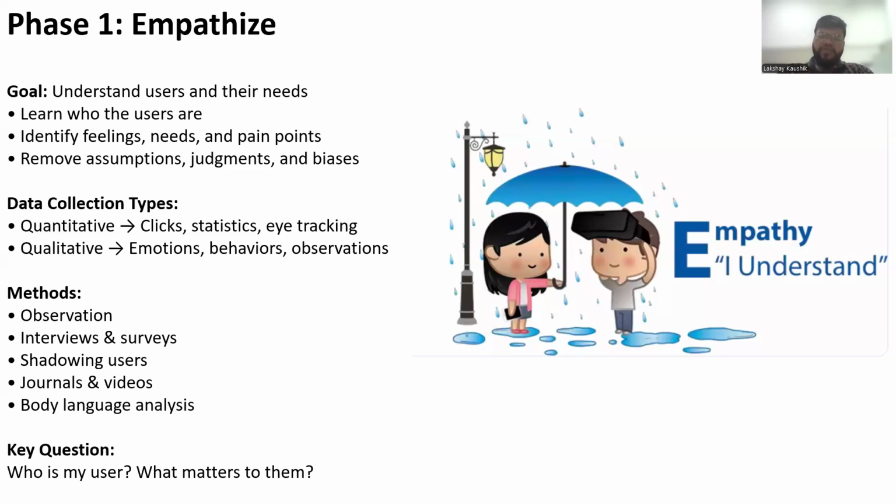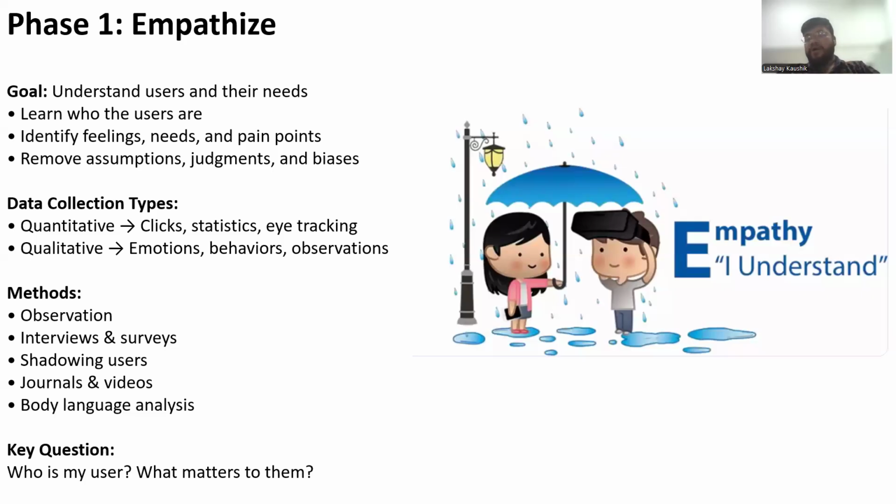Some of the common methods for empathizing: first is observation. Observation is nothing but what we have observed in a particular area. The second one is interviews and surveys, where the interviewer interviews people and we run surveys to collect information. And the third one is user shadowing.